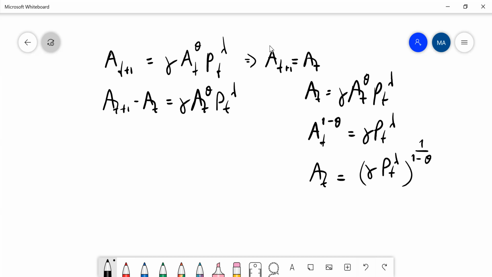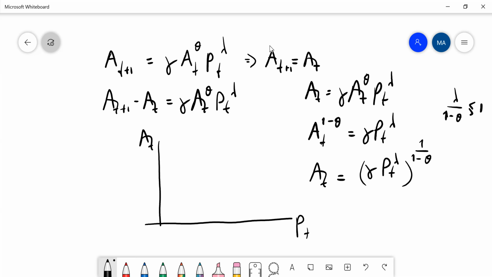So if you want to draw it, again, P_t is on the horizontal axis, A_t is on the vertical axis. So this is lambda over 1 minus theta. So this could be greater than 1 or less than 1. So suppose that it is less than 1, okay? So this becomes your AA locus, right?